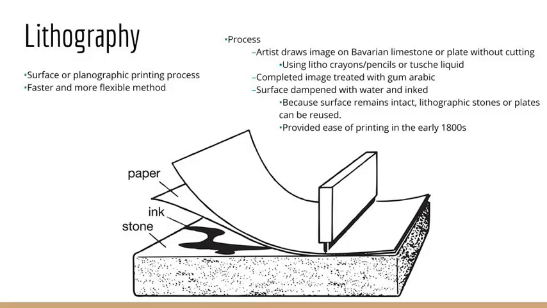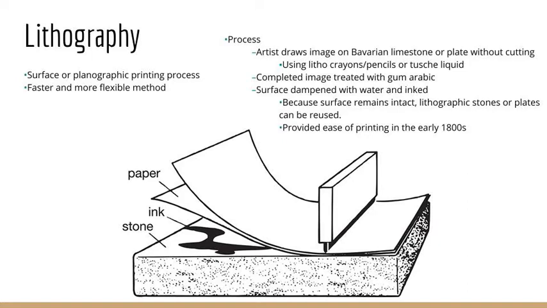So now let's talk a bit about lithography. Lithography is a surface or planographic printing process, and this basically just means that it's more of a flat plane of a surface used to do the printing, and it is a faster and more flexible method to print. So the process behind this is that an artist draws an image on Bavarian limestone or on a different type of plate, but usually Bavarian limestone, without cutting the image. And then the artist will use litho crayons, that's why it's called lithography, or pencils, or touche liquid, but mainly litho crayons because that's quite literally what it's named after.